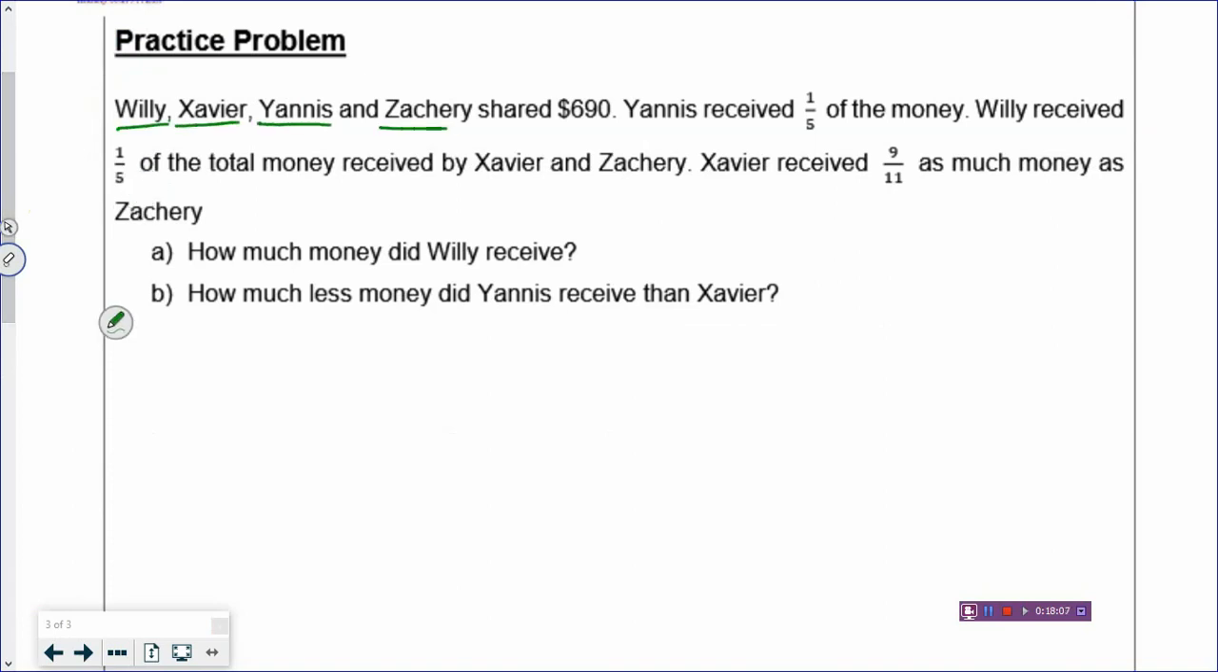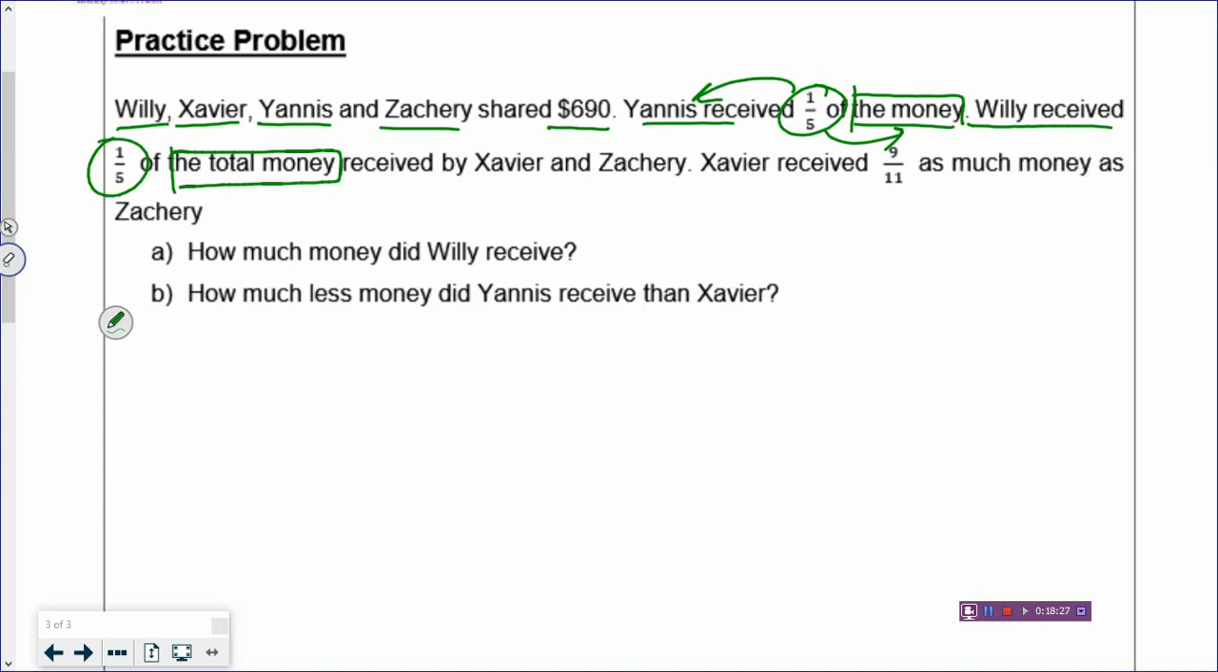Willie, Xavier, Eunice, and Zachary share $690. Eunice received 1/5 of the money. So 1/5 refers to the money broken up, so you will have 5 boxes, which is all the money, and Eunice received 1 box. And then Willie received 1/5 of the total money received by Xavier and Zachary. So this 1/5 refers to the total money by Xavier and Zachary. You break up, these two persons together have 5 boxes, and Willie receives 1 box. Okay, let's continue.